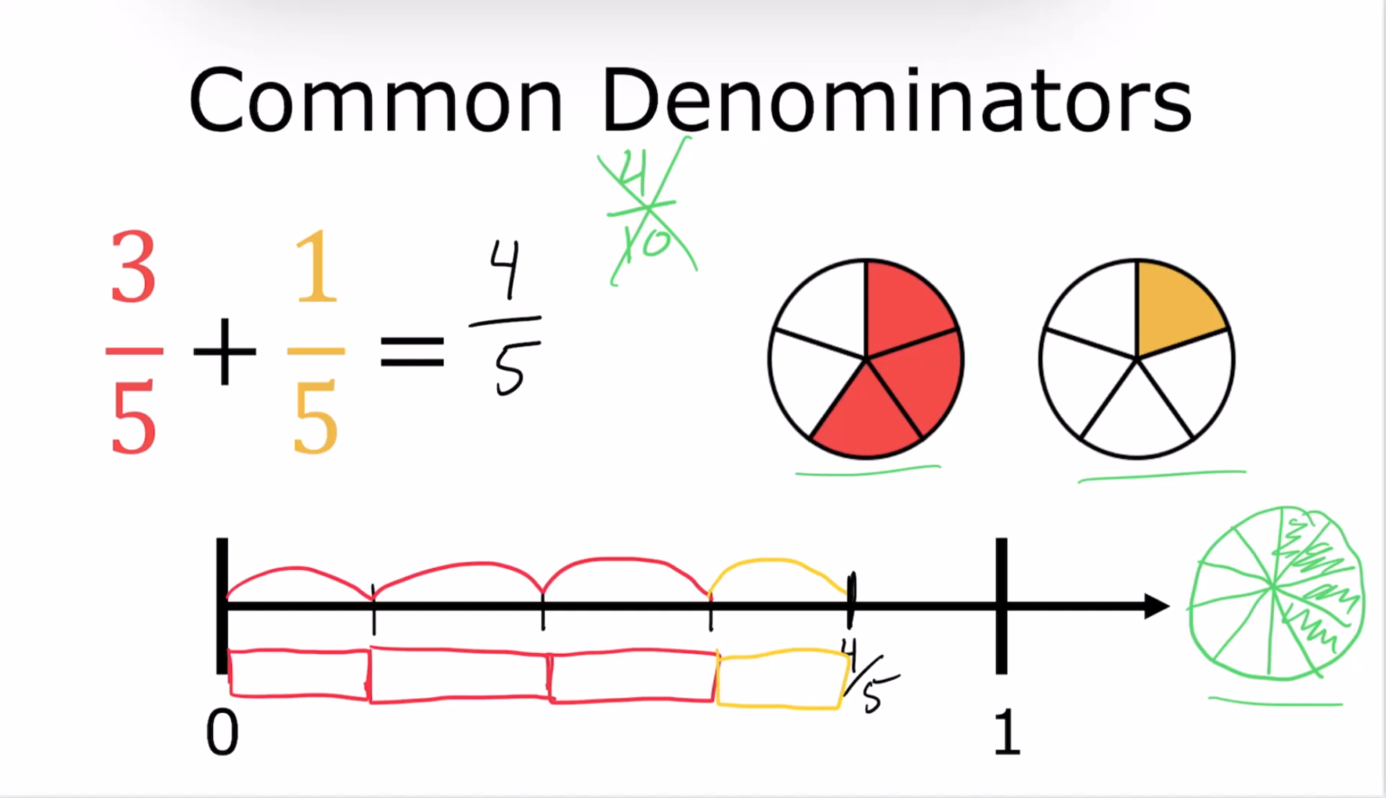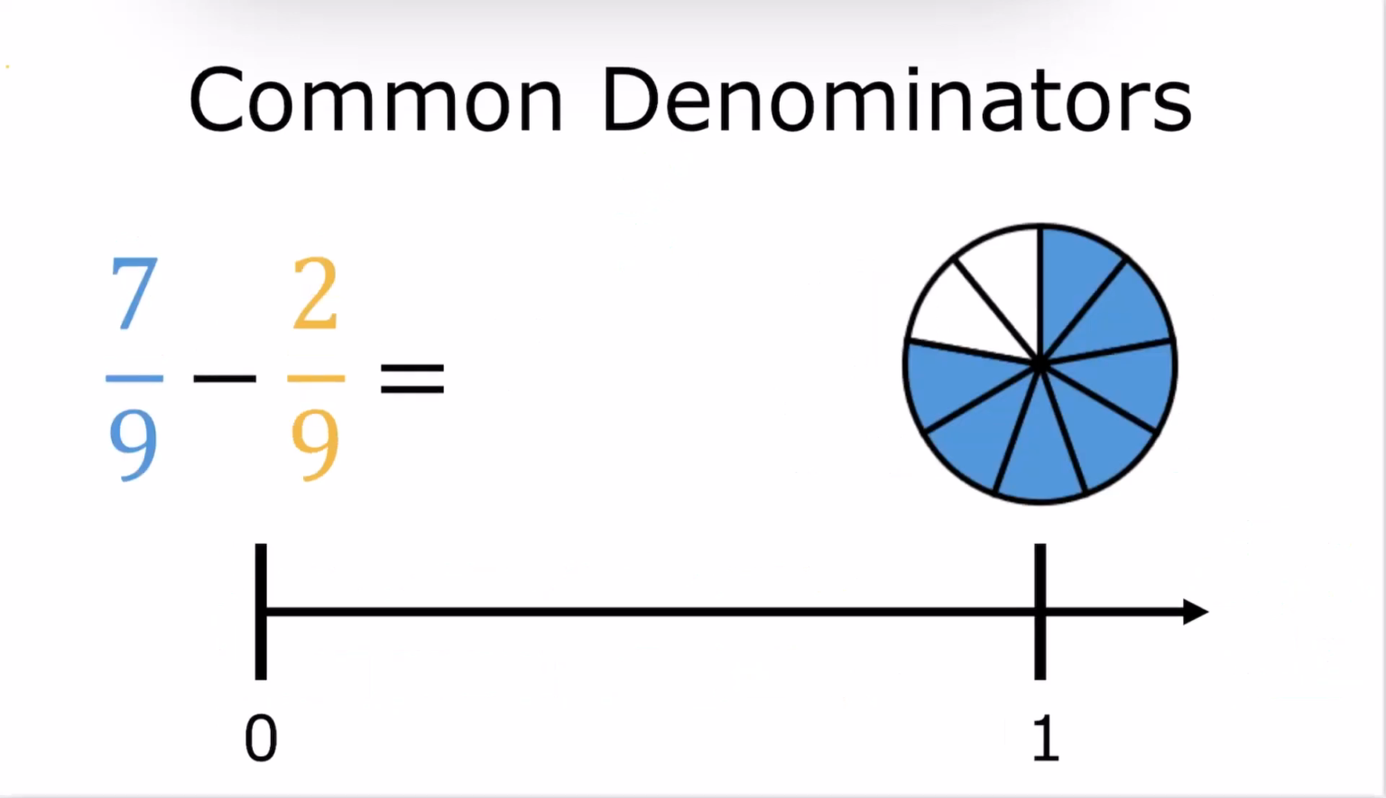So that's how you add fractions, and the process for subtracting fractions is very similar. So if I had 7/9 and I wanted to subtract 2/9, well, one way you could represent this with a region model is you could have a circle split up into 9 pieces, 7 of them are shaded, and then we would take away 2 of them, which means that we have 5 left. And so 7/9 minus 2/9 would give us the answer 5/9.